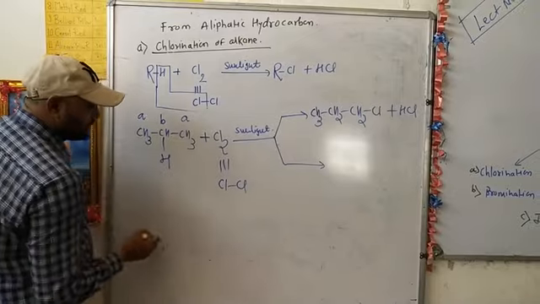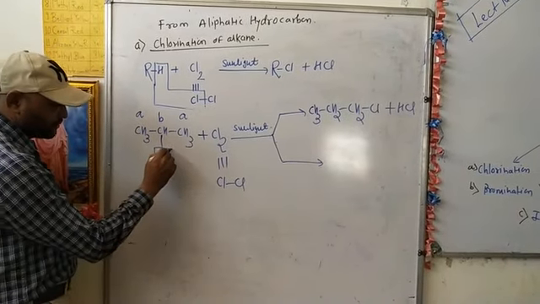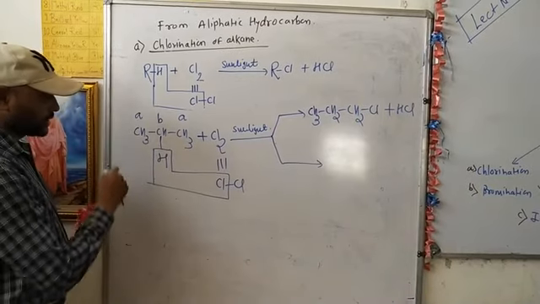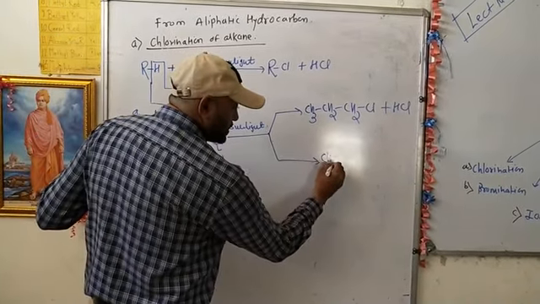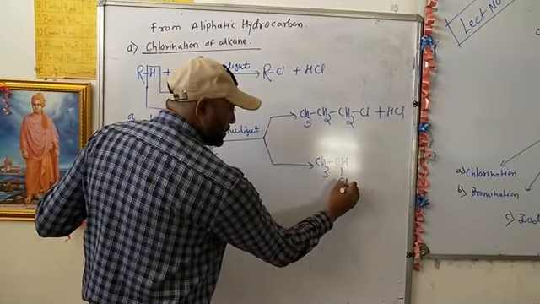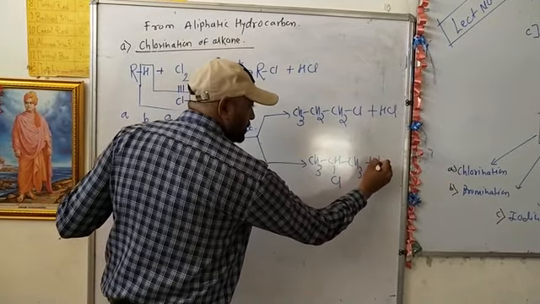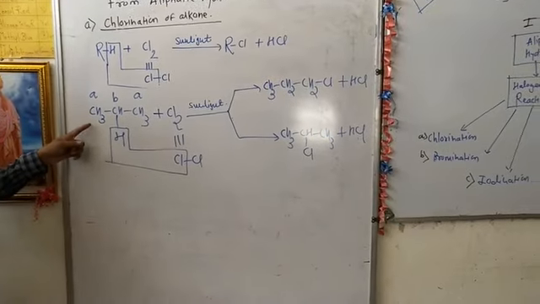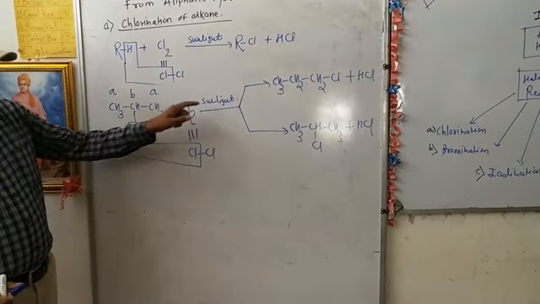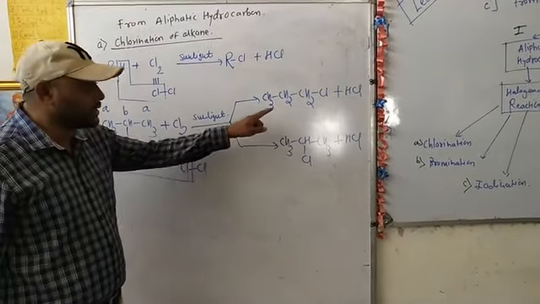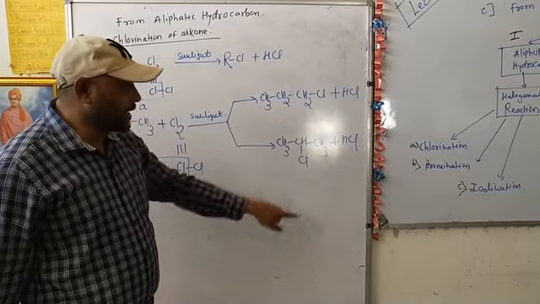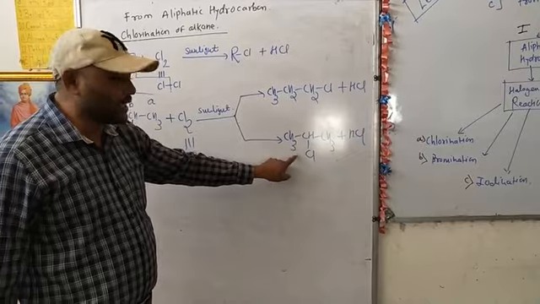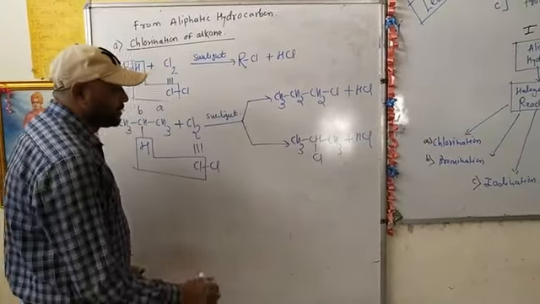Cl single bond Cl. So this hydrogen can be replaced by one chlorine. So the product is CH3, CH, Cl, CH3 plus HCl. So in chlorination of propane in presence of sunlight, we have two products, n-propyl chloride and isopropyl chloride.